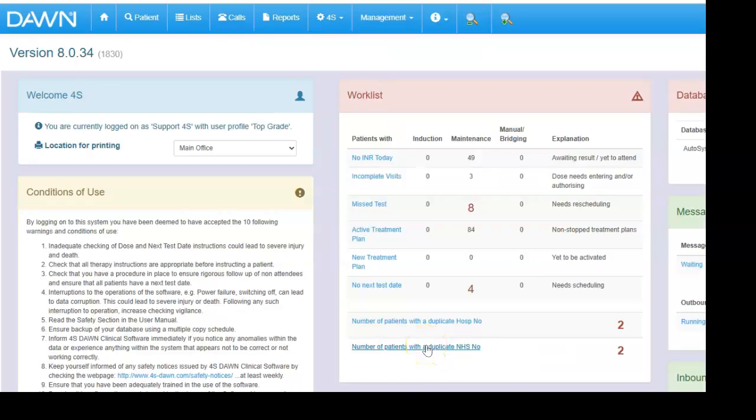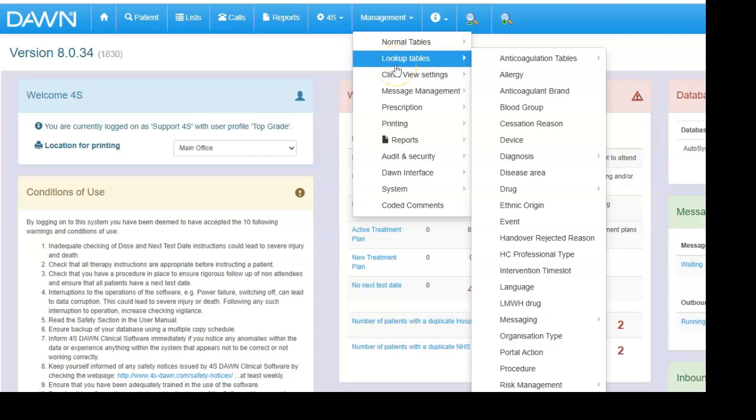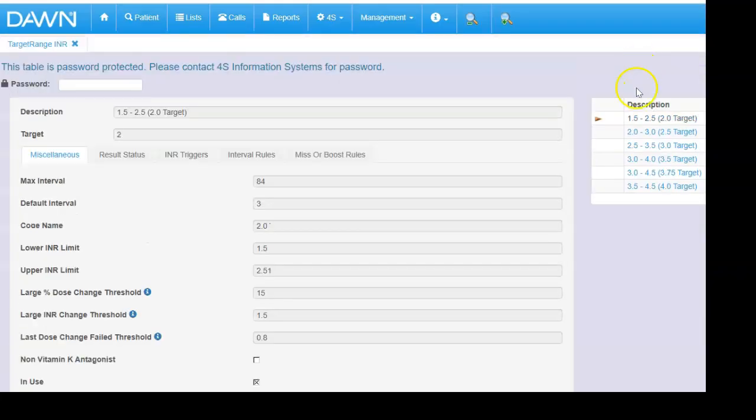Now let's look at the settings in DAWN. To access the target range settings, I choose Lookup Tables from the Management menu, Anticoagulation Tables and Target INR, and then I can select the range I'm interested in. For the purpose of this video, we're just going to look at the 2 to 3 range because it's the best known and the most widely used. All the others follow exactly the same principles.